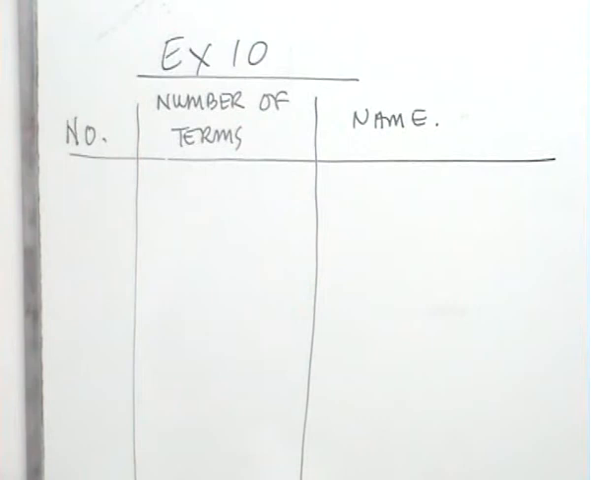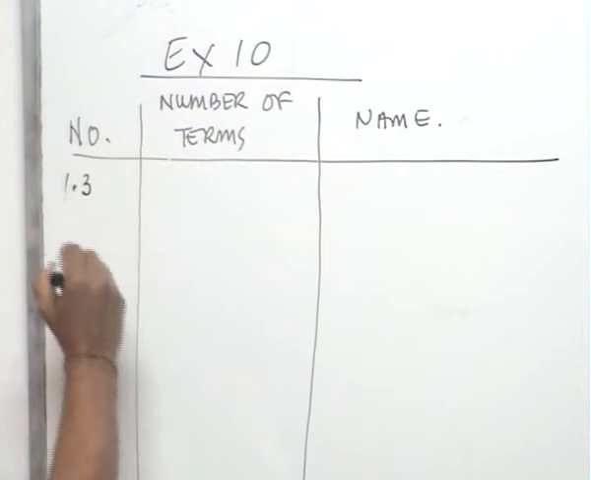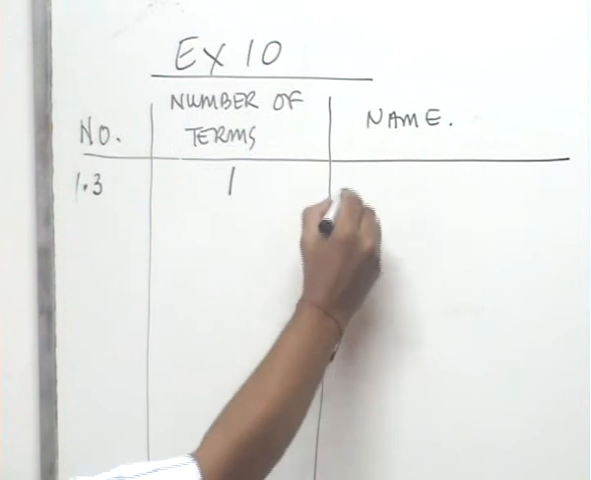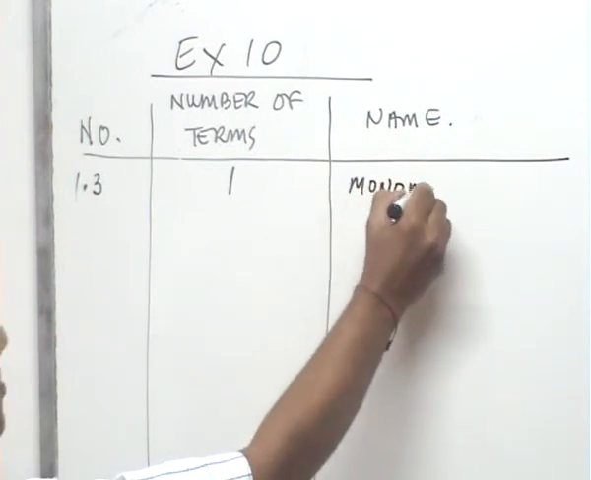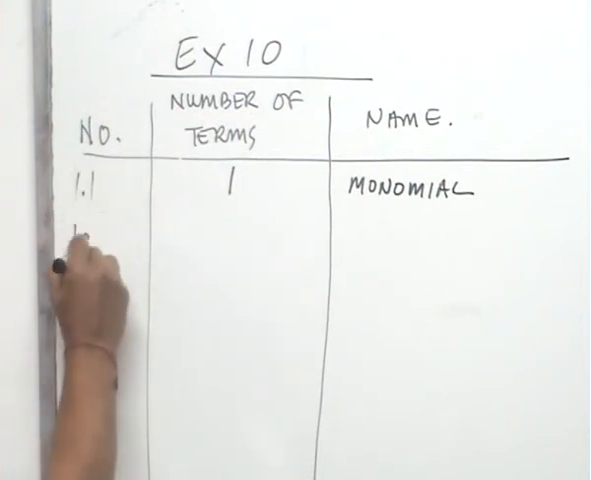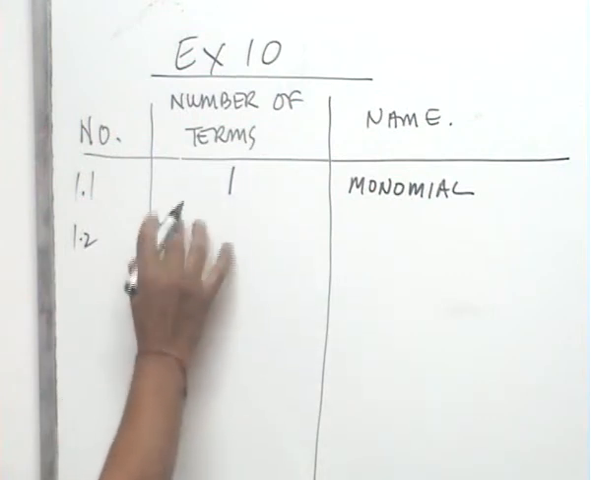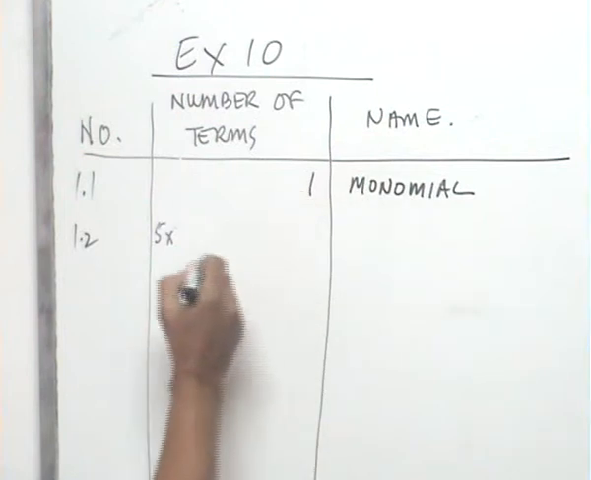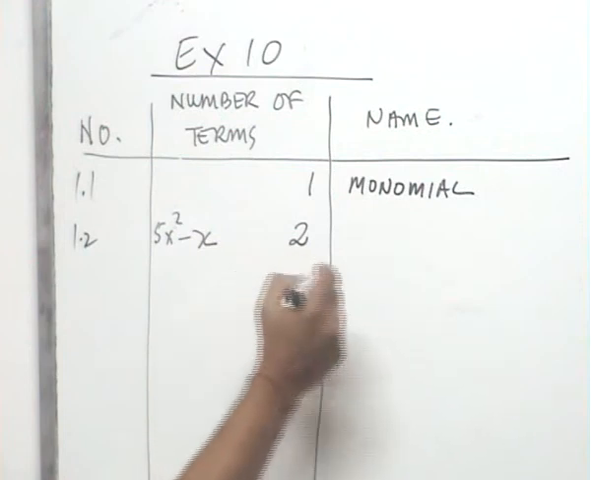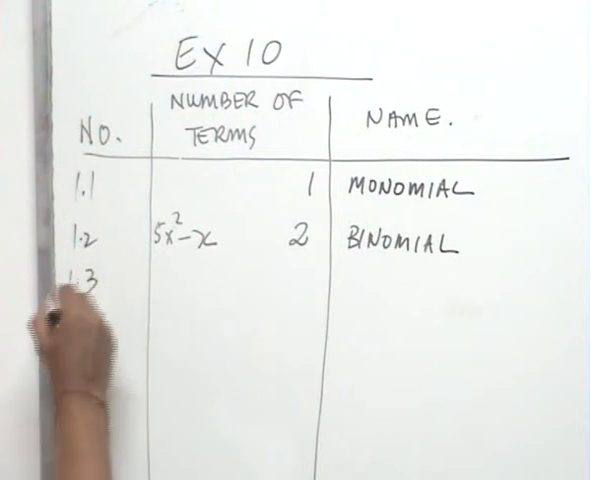So here are the answers to exercise 10. 1.1, there's only one term and the name is monomial. 1.2, the question was 5x squared minus x. So there's 2 terms and this is a binomial.